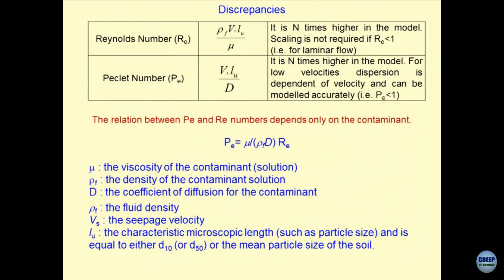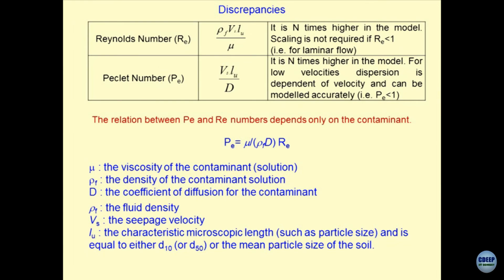Unfortunately, there are few numbers which cannot be simulated, like Reynolds number and Peclet number. So, Reynolds number, I hope you understand, is nothing but the inertial forces divided by the viscous forces, and Peclet number is the seepage velocity multiplied by the characteristic length, divided by the diffusion coefficient of the contaminant, alright.